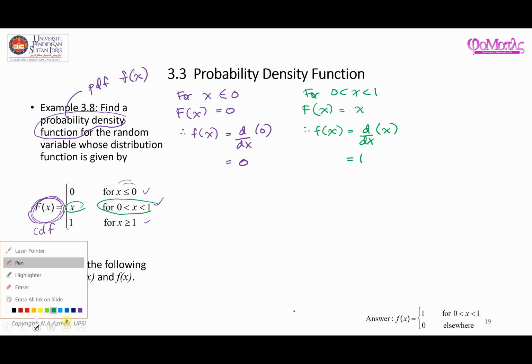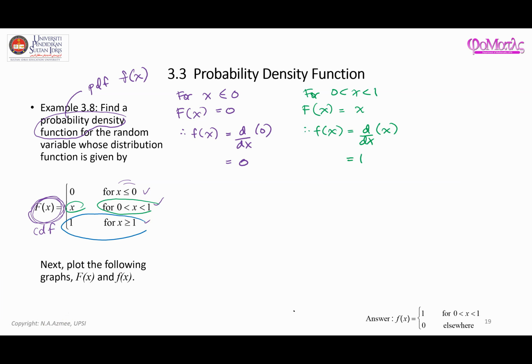And finally, you can consider this part here. For x greater than or equal to 1, the CDF is just 1. And therefore the PDF for that is going to be differentiating the value of this, which is 1, and you're going to get a constant equal to 0. So differentiating 1 is going to be equal to 0.